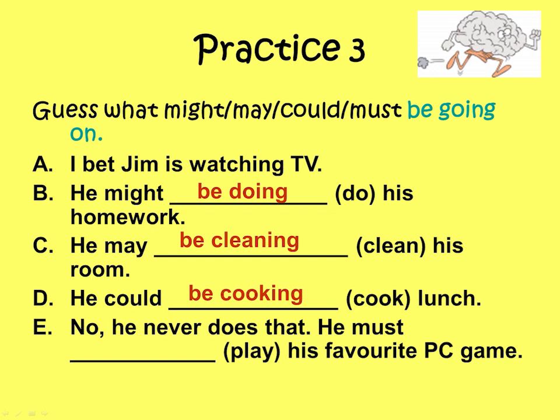Another person says E, no, he never does that. We know him. He must be playing his favorite PC game because we know he always does this. He always plays PC games. So we express certainty by saying he must be playing his favorite PC game. So it's stronger than might, may, and could. It expresses a higher degree of probability.